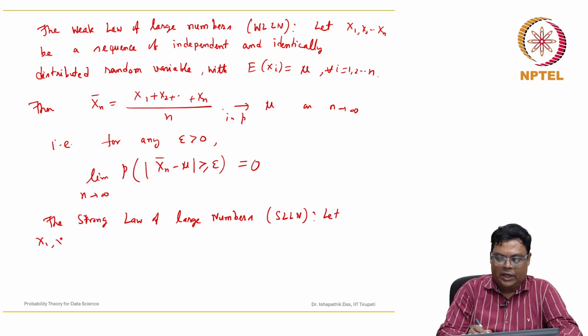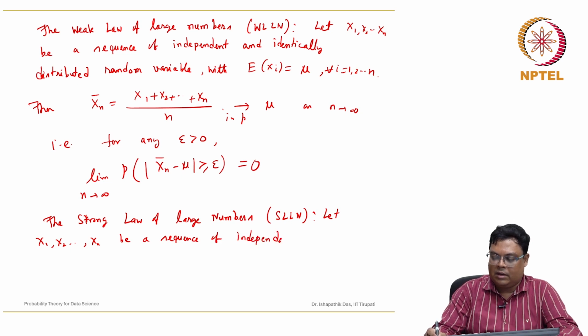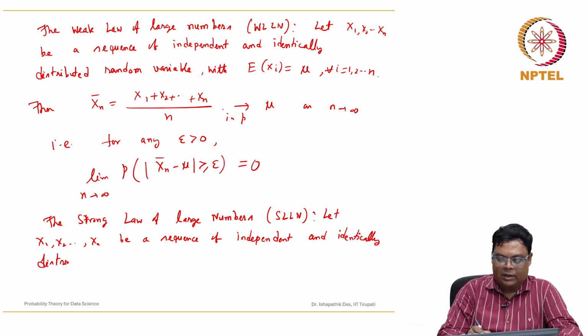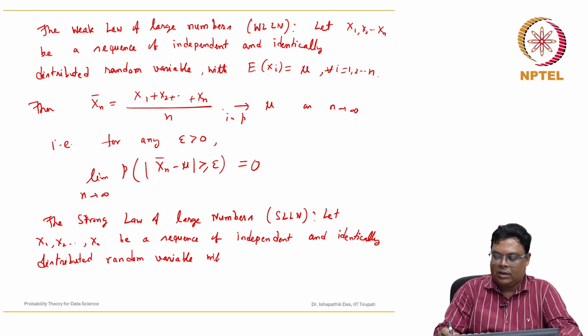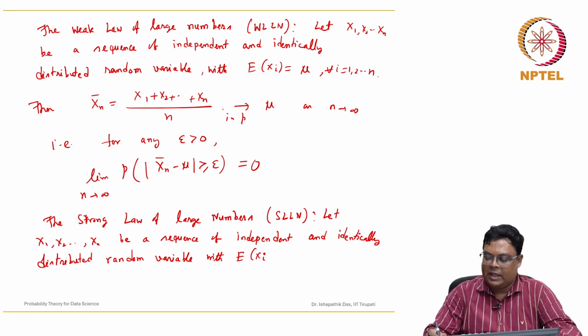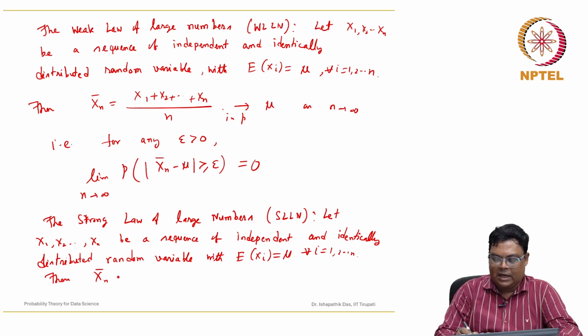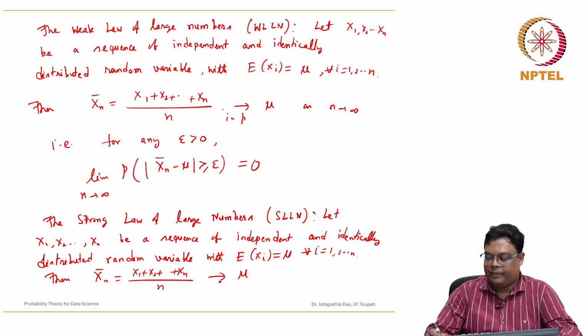Let X1, X2, ..., Xn be a sequence of independent and identically distributed random variables, with common mean: the expectation of Xi is equal to mu for all i equal to 1 to n. Then the strong law of large numbers says that Xn bar, which is (X1 plus X2 plus ... plus Xn) divided by n, converges to mu almost surely as n goes to infinity. This is almost sure convergence.